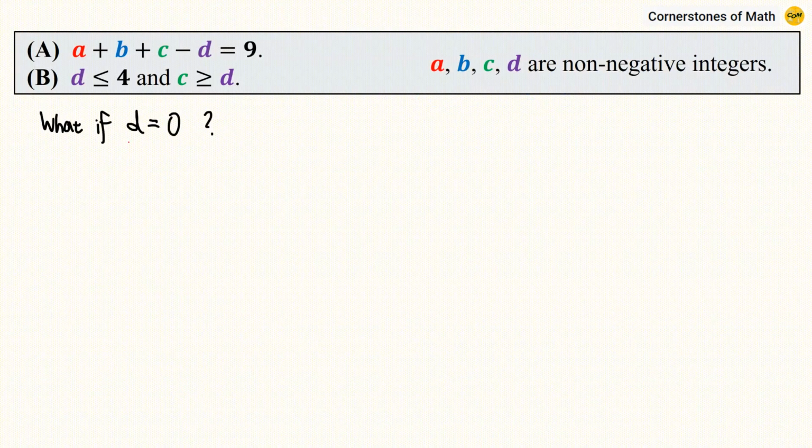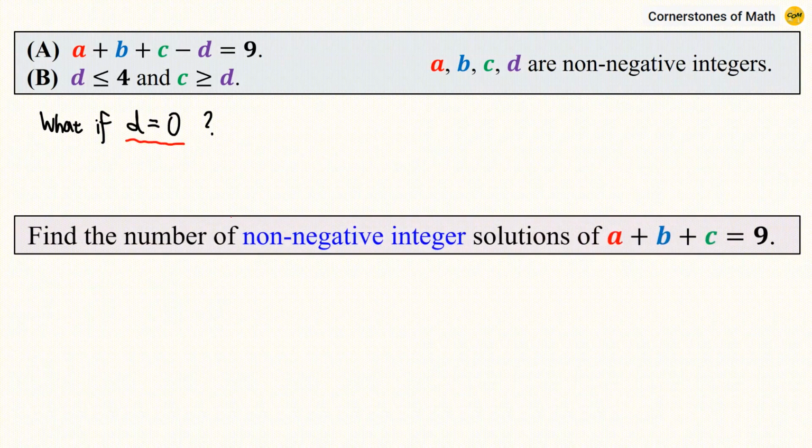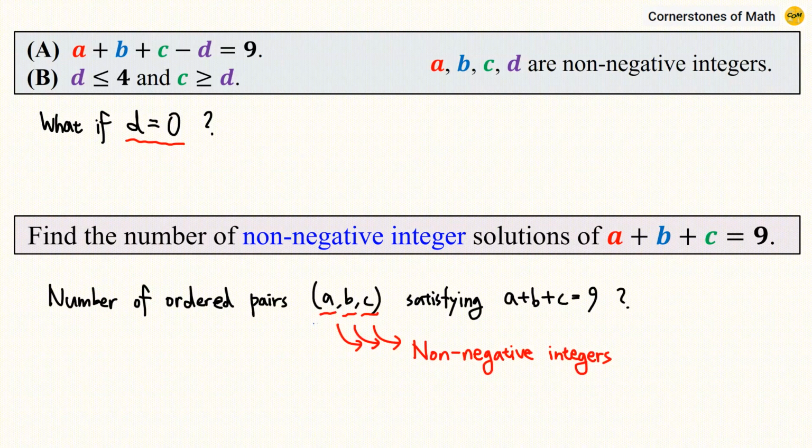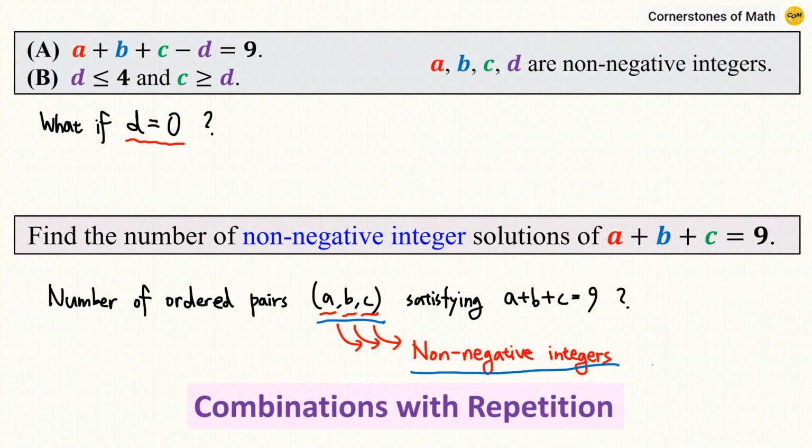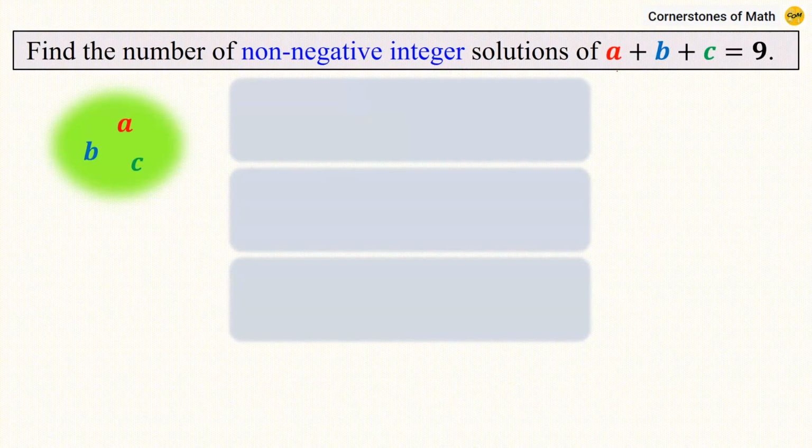So first, let us assume the easier case where d equals 0. Then the problem reduces to a simpler version, which is to find the number of non-negative integer solutions of a plus b plus c equals 9. In other words, how many of these ordered pairs of non-negative integers are there? And this is the part where combinatorics gets involved. You see, you can think of finding the non-negative integer solutions of this equation like this.